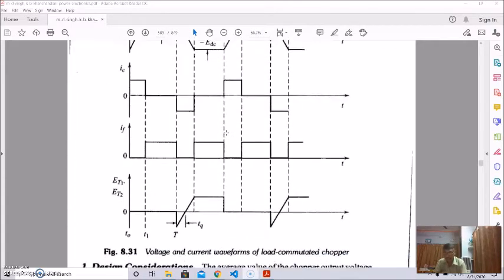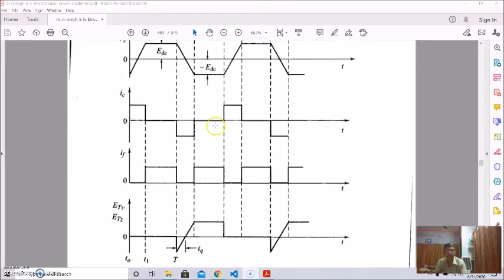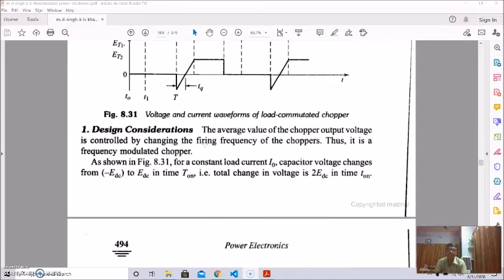So this is the load commutated thyristor chopper, and these are its voltage and current waveforms. And the design considerations are like this. The average value of the chopper output voltage is controlled by changing the firing frequency of the chopper. Thus it is a frequency modulated chopper.